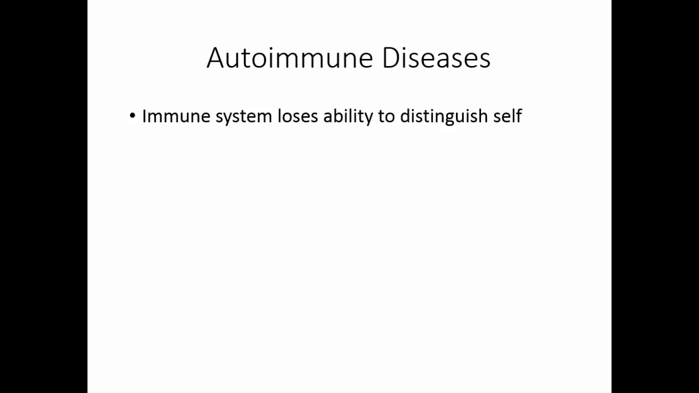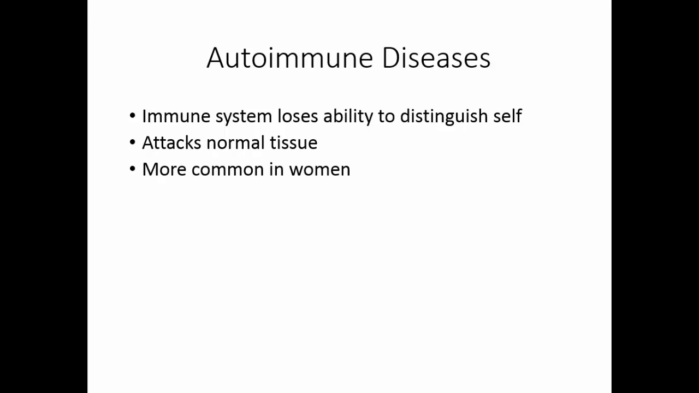Autoimmune diseases occur when the immune system loses its ability to distinguish self proteins anymore. This means that the immune system now attacks normal tissue. About 5% of the population has an autoimmune disease, but they're much more common in women. Some examples of autoimmune diseases are things like rheumatoid arthritis. Here the target are the tissues of the joint. This is what the immune system destroys.